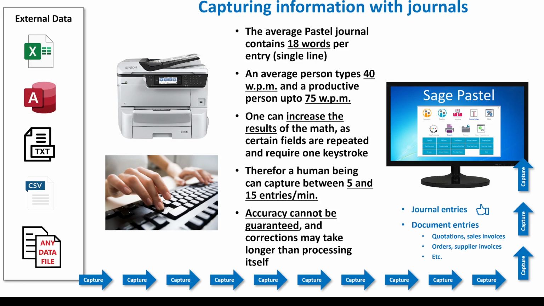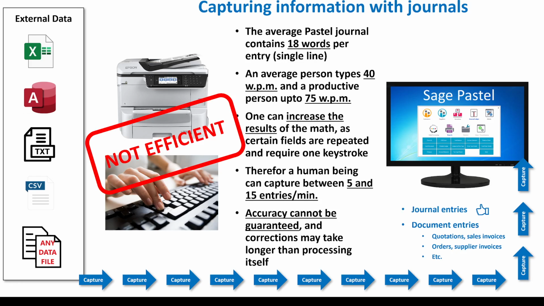There is absolutely no correlation between capturing speed and accuracy. Therefore, one must accept the reality that accuracy cannot be guaranteed and is actually a bonus. To control accuracy takes time, and in fact it often takes longer to correct mistakes than the original capturing process itself. If one considers these facts, it becomes clear that manually capturing external data with journals is not efficient, and the efficiency decreases further should the business be using document entries for external data capturing.